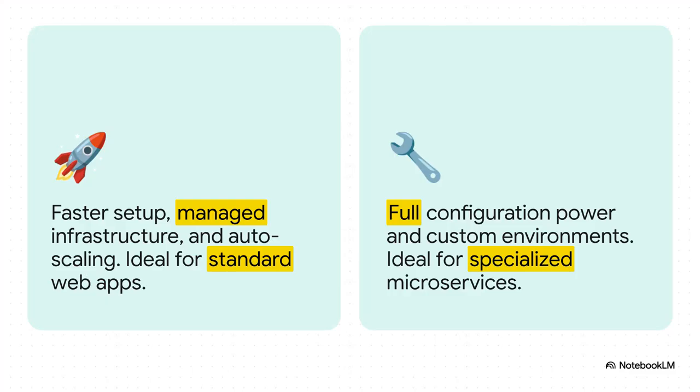So here's the trade-off. The path of convenience. That's all about speed. You let Google manage the infrastructure, the servers, the scaling, all of it, so you can just focus on your code. It's absolutely perfect for getting standard web apps live fast. Now the path of control, well, that gives you the keys to the entire kingdom. You configure everything, which is exactly what you need for complex microservice architectures or anything with really specialized requirements.